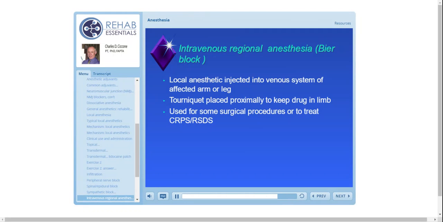So beer blocks have become very popular for both of these procedures. Again, it's a local anesthetic that's being retained in that extremity for a specific period of time to allow these procedures or this effect on the sympathetic discharge to occur.